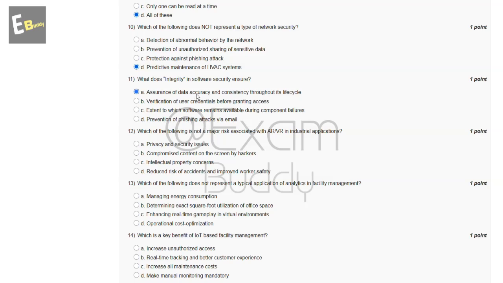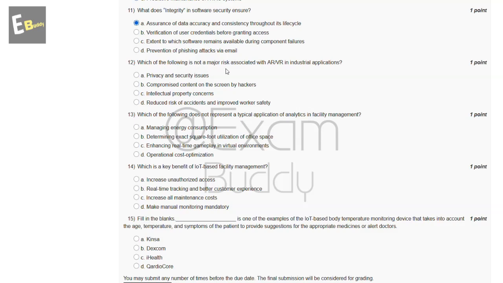Assurance of data accuracy and consistency throughout its life cycle. Now the 12th question is, which of the following is not a major risk associated with AR/VR in industrial applications? So these are the options and the answer of our 12th question is D. Reduced risk of accidents and improves worker safety.